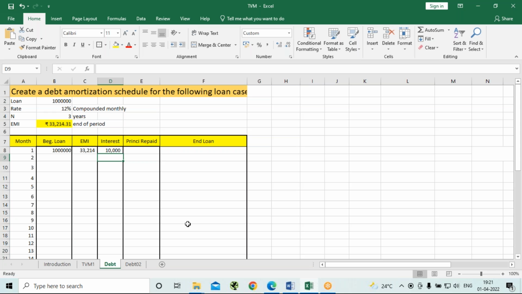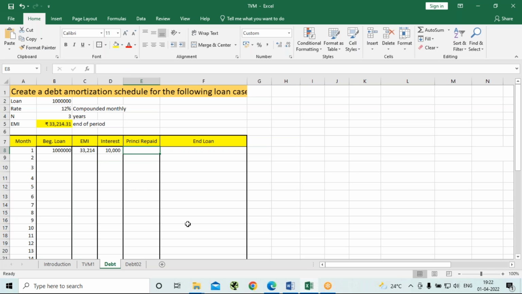Why did we divide by 12? Because we are not going to pay the interest amount yearly. Suppose I do 10 lakh into 10% or 12%, it will be the 10% value of it. But we don't pay it annually once. We are going to pay it every month. So 10,000 into 12 will be 1,20,000, which is equal to 12% of 10 lakh. Okay. So this is the interest amount calculation.